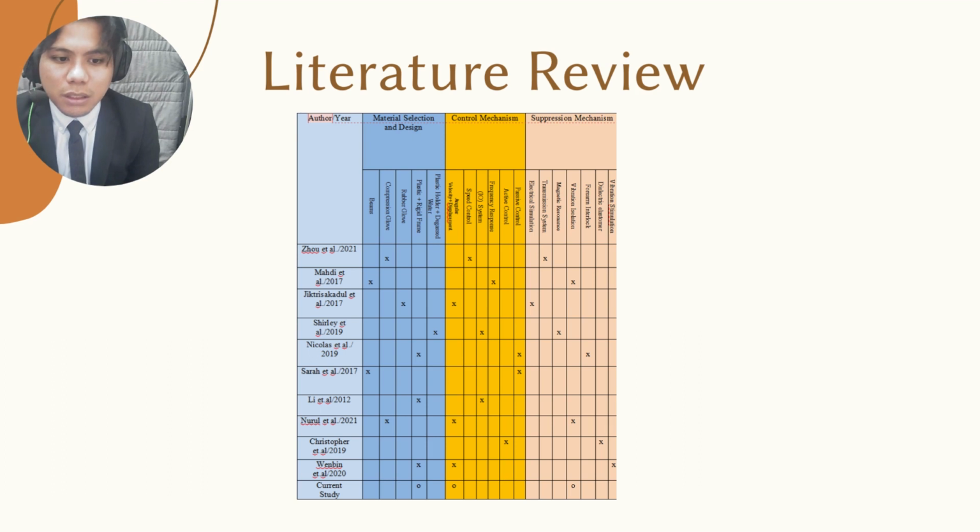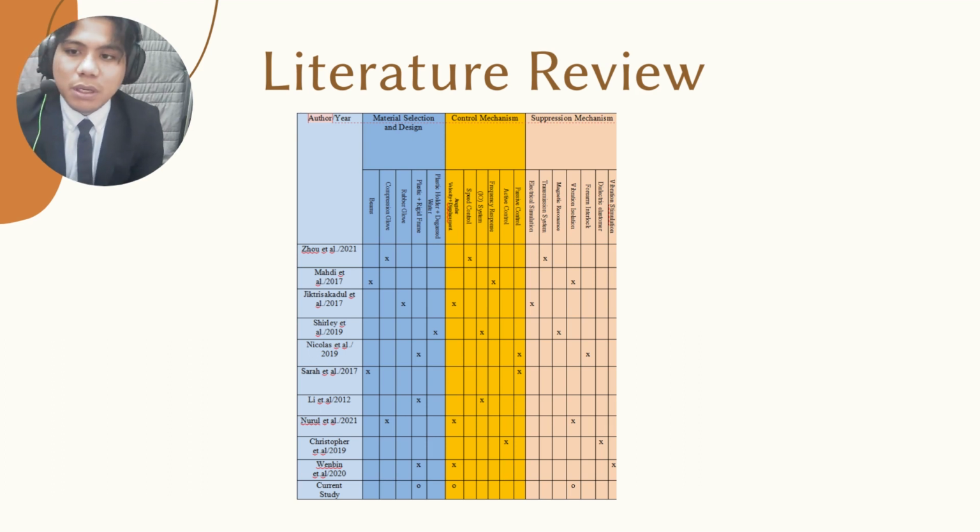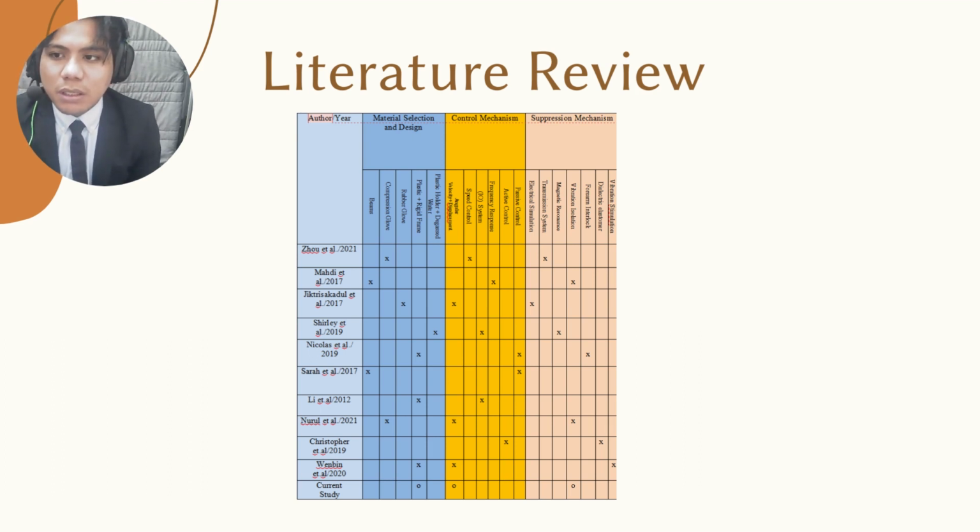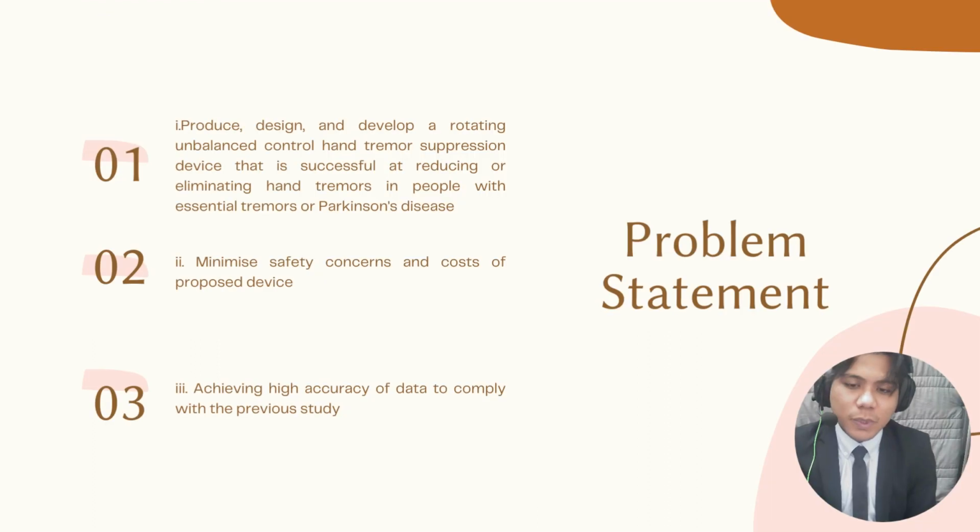So this is the literature review summary table. Basically, my findings throughout the research journals are put into one summary table. A total of 10 references I used, and it's divided into the sections themselves, which are material selection and design, control mechanism, and suppression mechanism. Next slide, I will talk about the problem statement for this project.